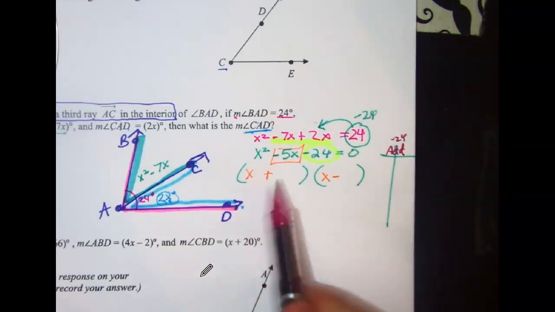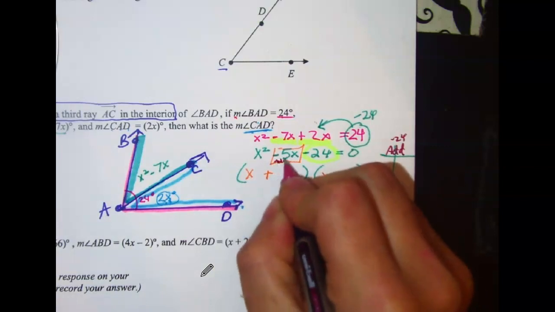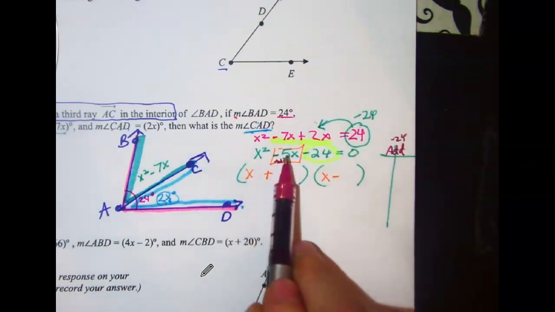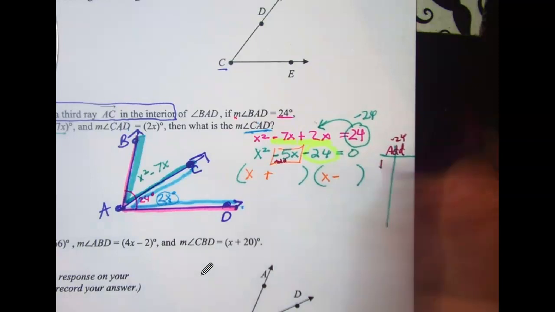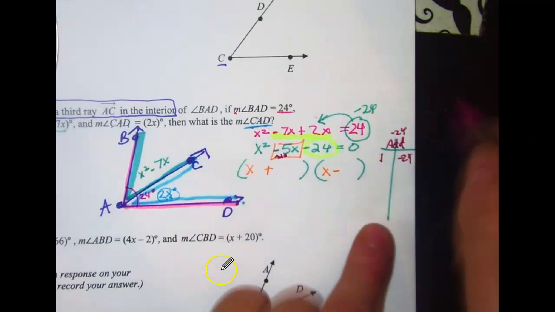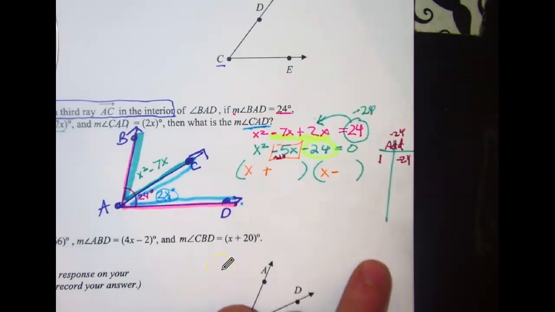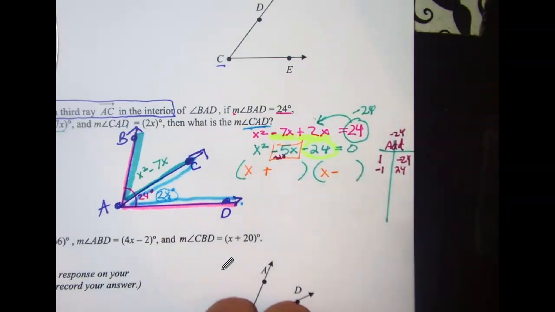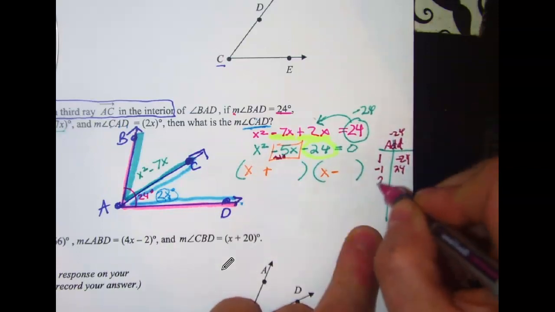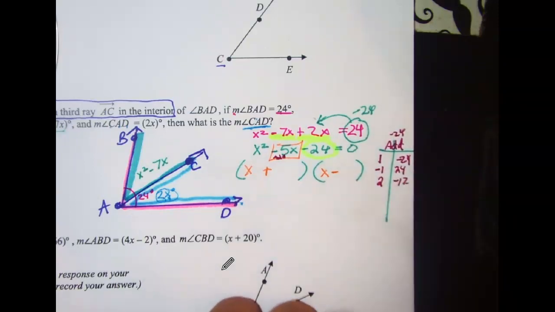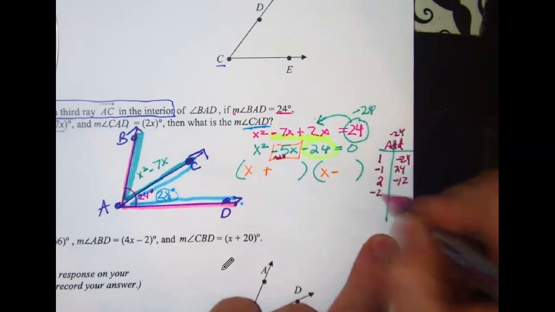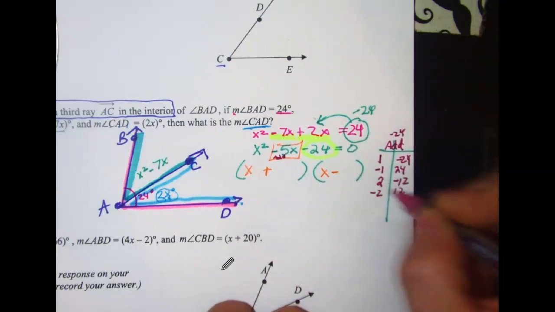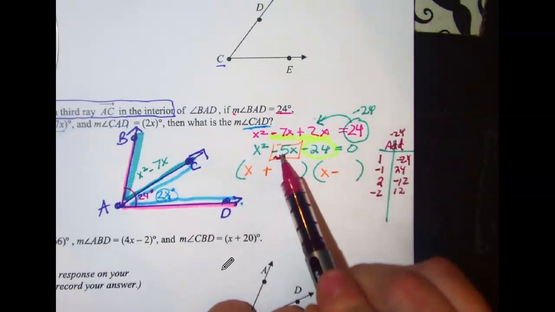I'm going to put our number, negative 24, up here, and when we add these factors together, we're looking to get negative 5. If I start with 1 and negative 24, there's no way to add those to get that, so that's not it. Negative 1 and positive 24 wouldn't be it. Let's go to 2. Negative 24 divided by 2 would be negative 12, or we would have a negative 2 and a positive 12. Again, there's no way to add those and get negative 5.